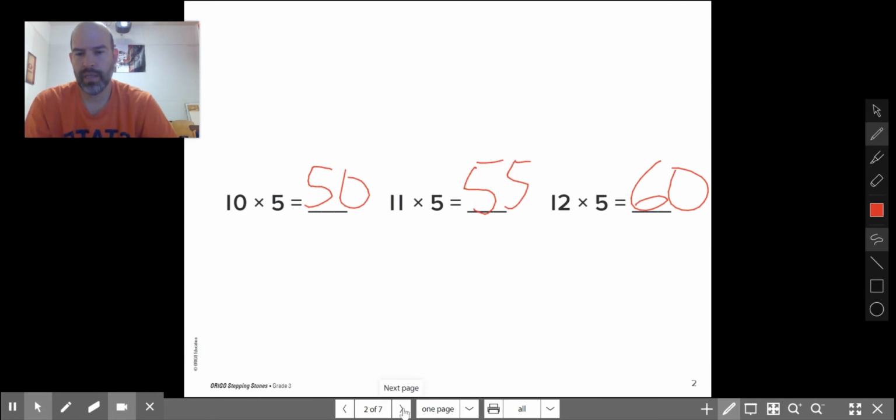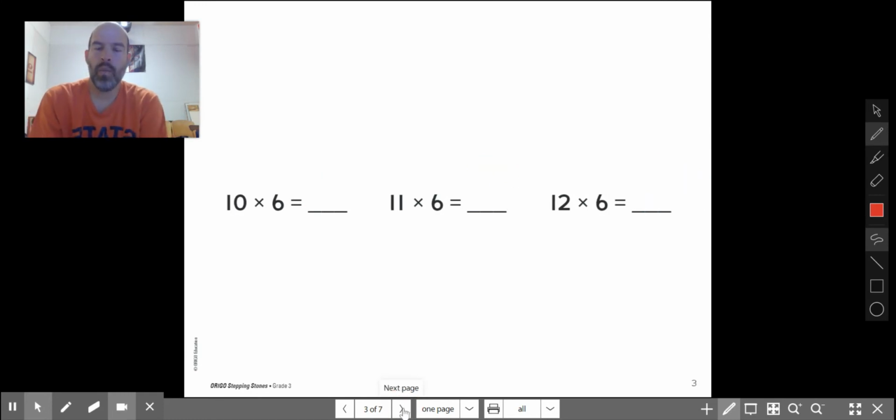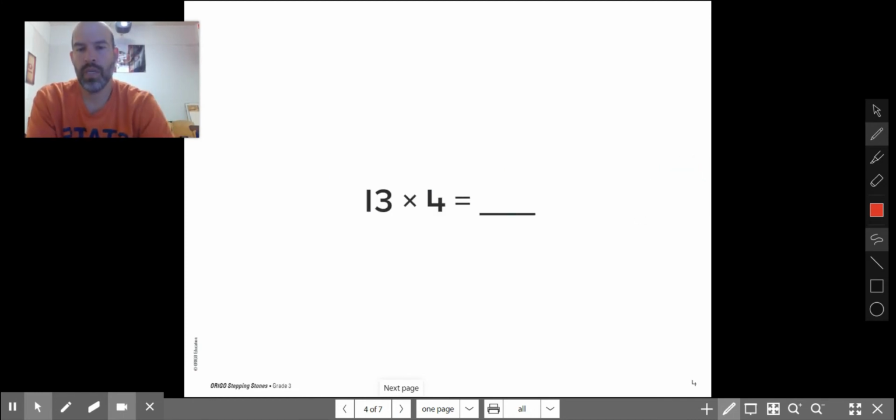All right, now let's take a look at this here. We're looking at one more set here. 10 times 6 is 60. 11 times 6, remember we double up, so 66. And then 6 more would be our 12's facts, which would be 72.